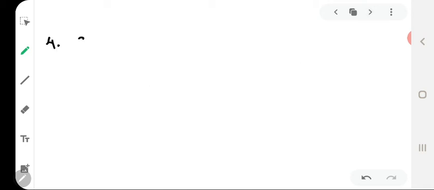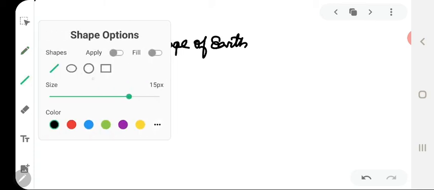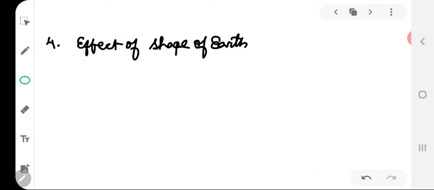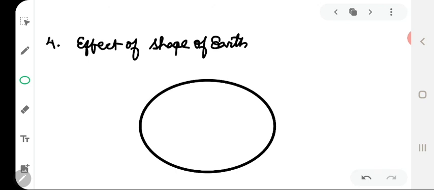Lastly, we shall discuss the effect of shape of earth. The Earth is not perfectly spherical in shape. It is believed that the non-spherical shape of the Earth is due to its rotation about the axis. It is flattened at the poles and bulges out at the equator. So as a result, the equatorial radius is greater than the polar radius.